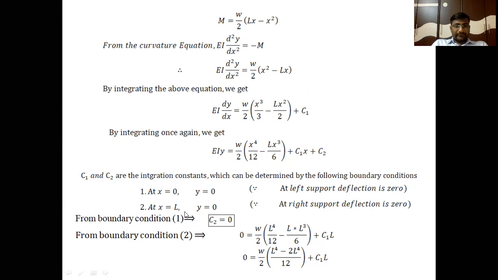Next, from the boundary condition 2, at x is equal to L. If you put the x value as L, then the deflection y is also 0. So from this boundary condition, we can say that y is 0 means the left hand side 0, that is equal to w by 2 in place of x. What is the x value here? L value. So L power 4 by 12 minus L into L cube by 6 plus C1 into L. C2 value is 0, we can neglect the C2 value in this equation. So W by 2, L power 4 by 12 minus L power 4 by 6. So 12 is the LCM. L power 4 minus 2L power 4, plus C1L.